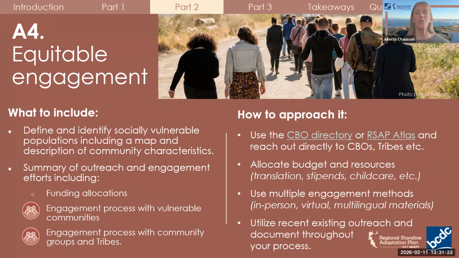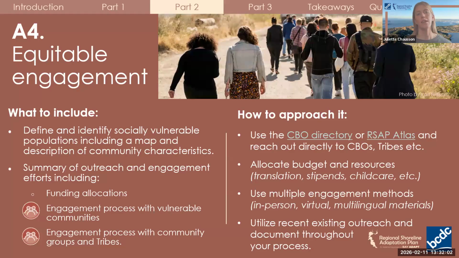Finally, Section A4 focuses on equitable engagement and highlights which plan elements you should be conducting outreach for at a minimum. Your plan should define and identify vulnerable populations, which is an umbrella term that we use to include socially vulnerable communities, environmental justice communities, and tribes. It should also include a map and a description of community characteristics. This is another place where the CBO directory can be helpful, both for identifying vulnerable populations as well as for finding relevant community-based organizations to partner with.